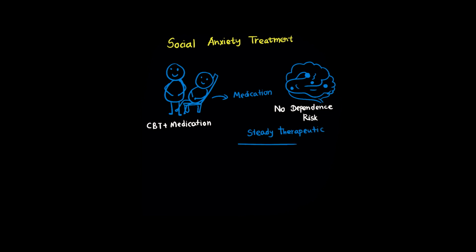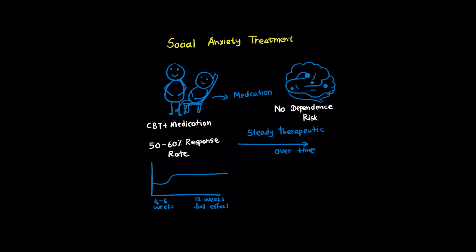Studies show 50 to 60% response rates with adequate trials. The medications also treat commonly comorbid depression. Unlike benzodiazepines offering only temporary relief with addiction risk, SSRIs provide lasting improvement. They're well tolerated with manageable side effects. Treatment requires 4-6 weeks for initial response, with full benefits at 12 weeks. The correct answer is SSRIs because they're the evidence-based first-line medications providing sustained anxiety reduction without dependence risk.